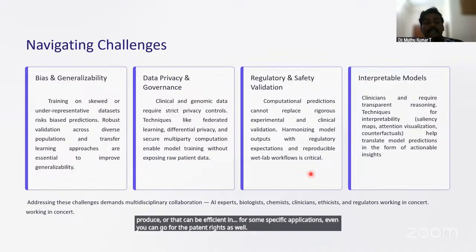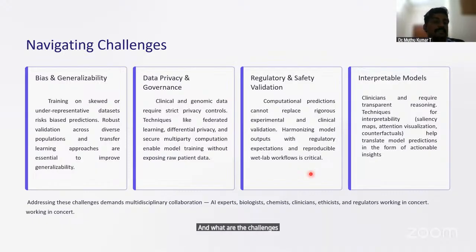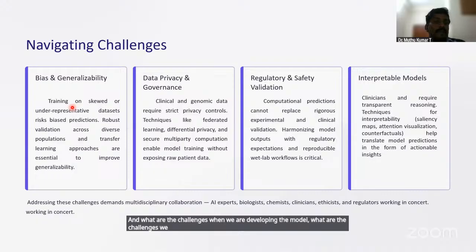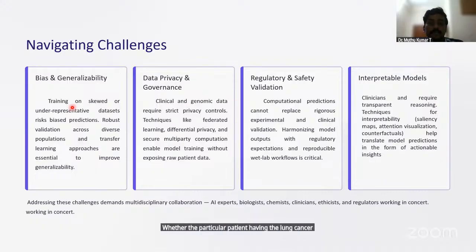And what are the challenges when we are developing the model? What are the challenges we will face? Bias and generalizability. For example, if you are working on a disease, like whether that particular patient will have the disease or not, whether the particular patient has lung cancer or not, breast cancer or not.